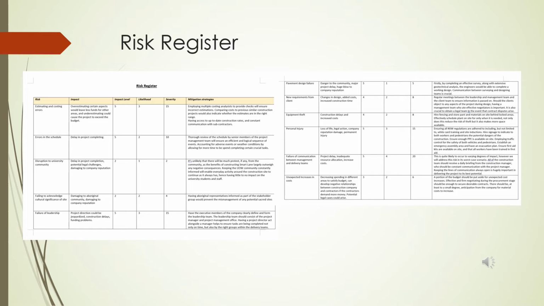Here we have our risk rating matrix. We've developed this with the following headings: risk, impact, impact level, likelihood, severity, and mitigation strategies. The severity is the most important value in this table, and it's produced by multiplying the impact level and the likelihood level together. The severity is measured on a scale from 1 to 25, 1 being least severe and 25 being most severe. From here, we can see that the risk that's most severe is failure of communication between management and delivery teams.